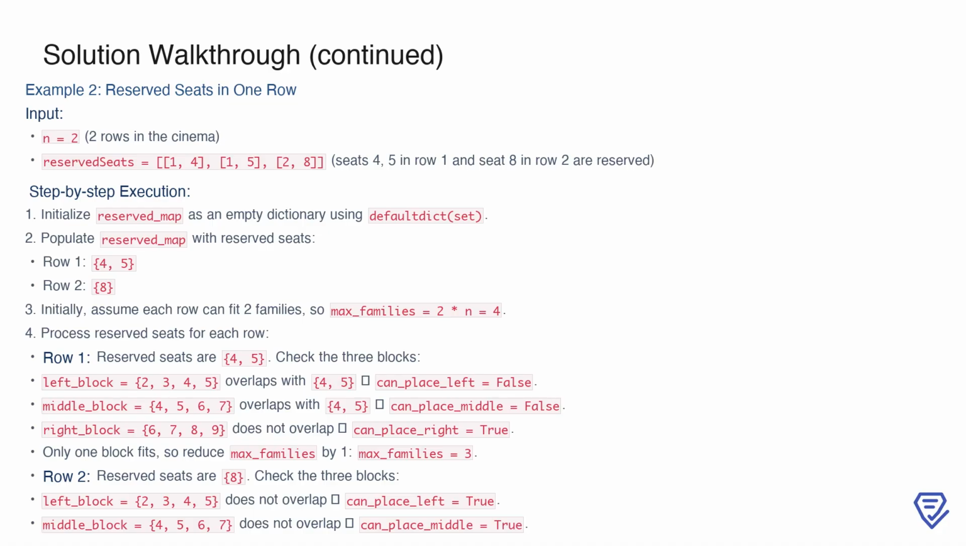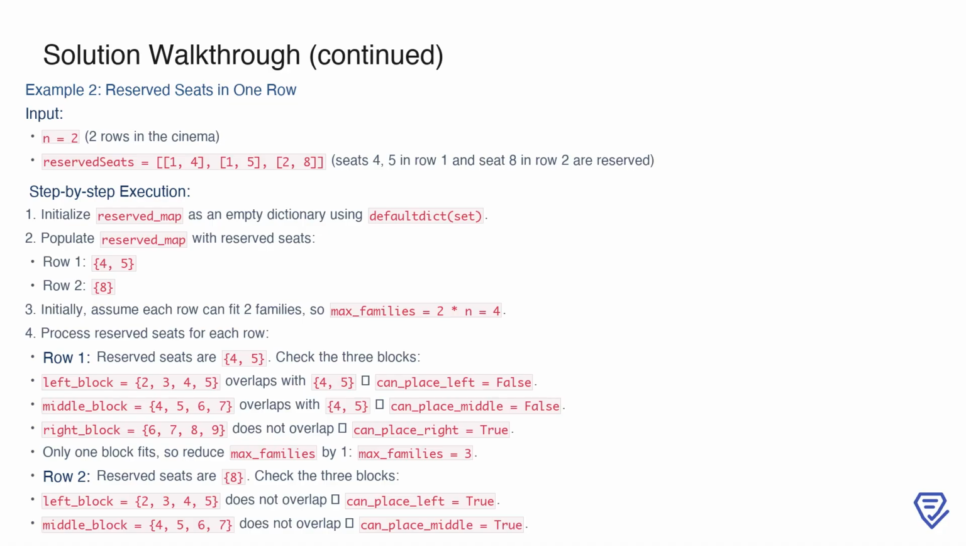Initially, we assume each row can fit 2 families, giving us a total of 4 families. Starting with row 1, we check the 3 possible blocks of seats: the left block, 2, 3, 4, 5, the middle block, 4, 5, 6, 7, and the right block, 6, 7, 8, 9. The left block overlaps with the reserved seats, making it unusable. Similarly, the middle block also overlaps. However, the right block is unaffected, meaning only one family can fit in row 1. Therefore, we reduce the total capacity by 1, leaving us with 3 families.